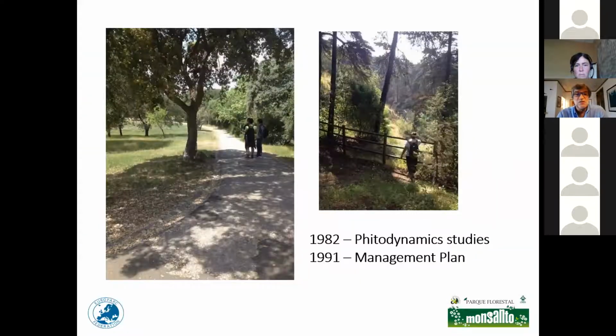good. So since 1982, we began to study the phytodynamics in order to know what was the response of the ecosystem with the introducing of the pioneers, and with the introducing of the potentially natural forest. And the response was good, very good. We managed to have a good management plan in 1991, then a second one in 2000 and so on.